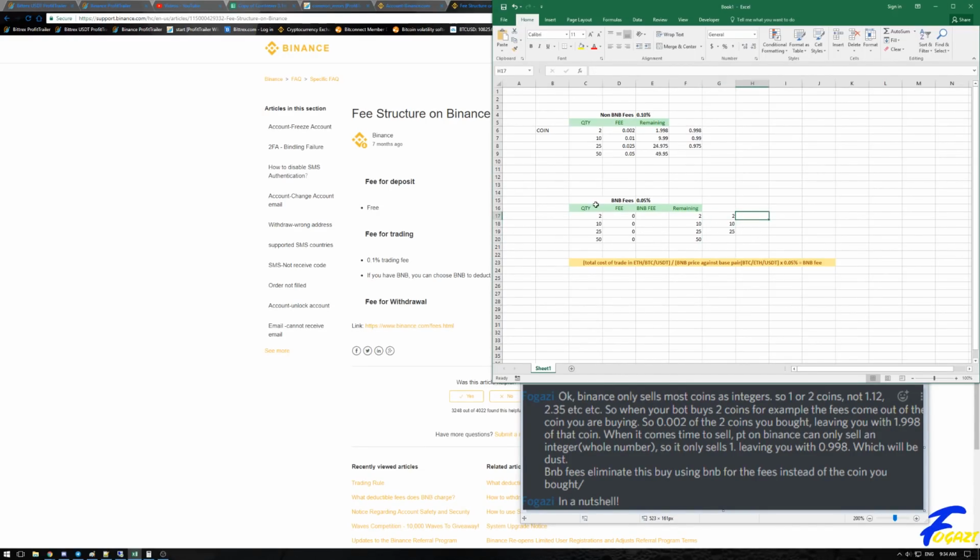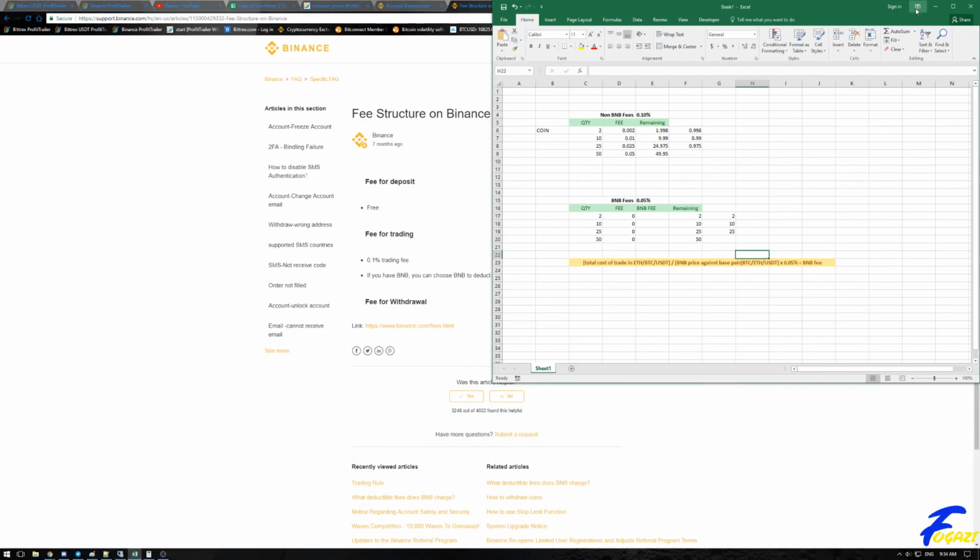And again, on the sell side, once it sells, so say we're selling this coin back into ETH, which would be what's happening on my bot, it would take another 0.05% for the sell out of my BNB. So it would use BNB again. I wouldn't take it out of ETH, it would take it out of BNB again. Alright, I think hopefully you got the hang of that. We'll close that down.